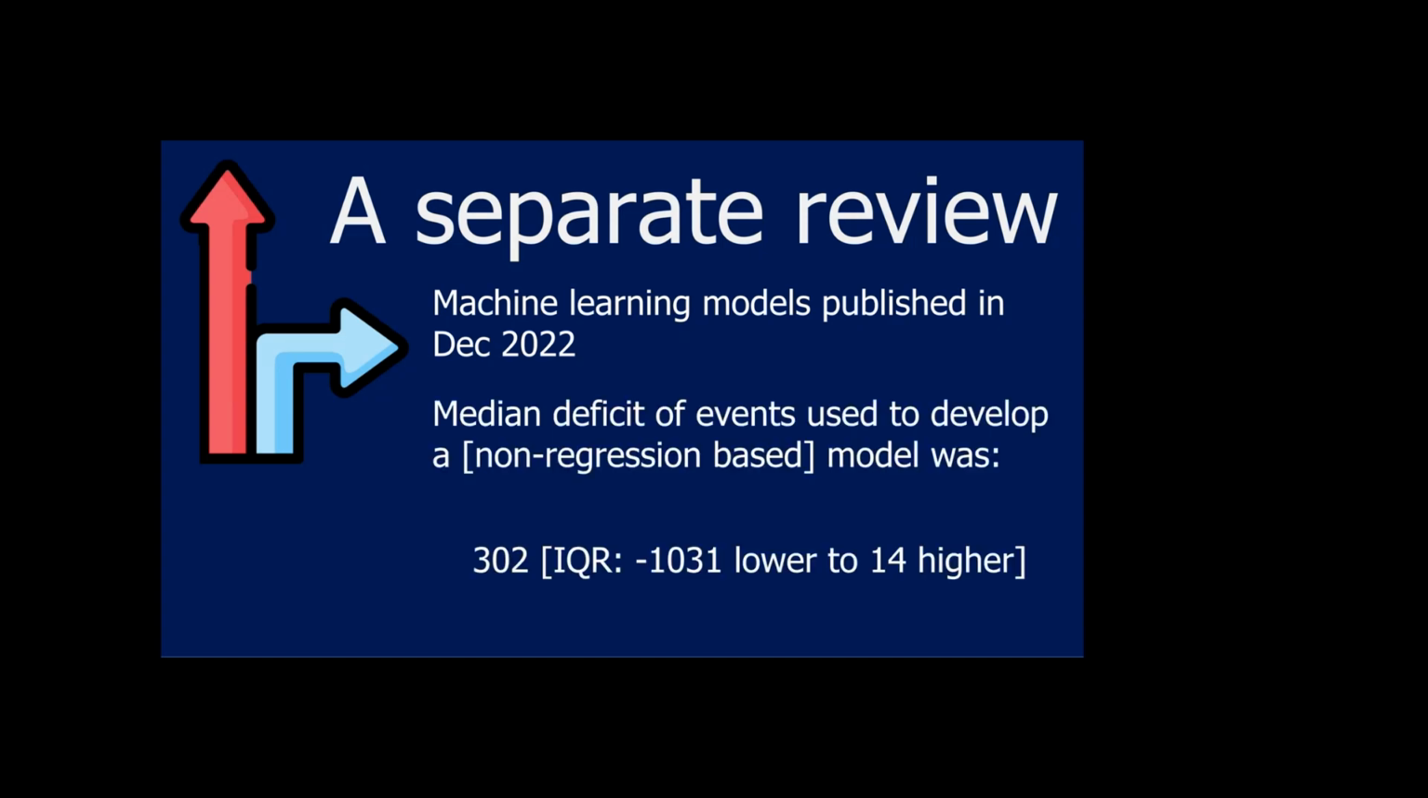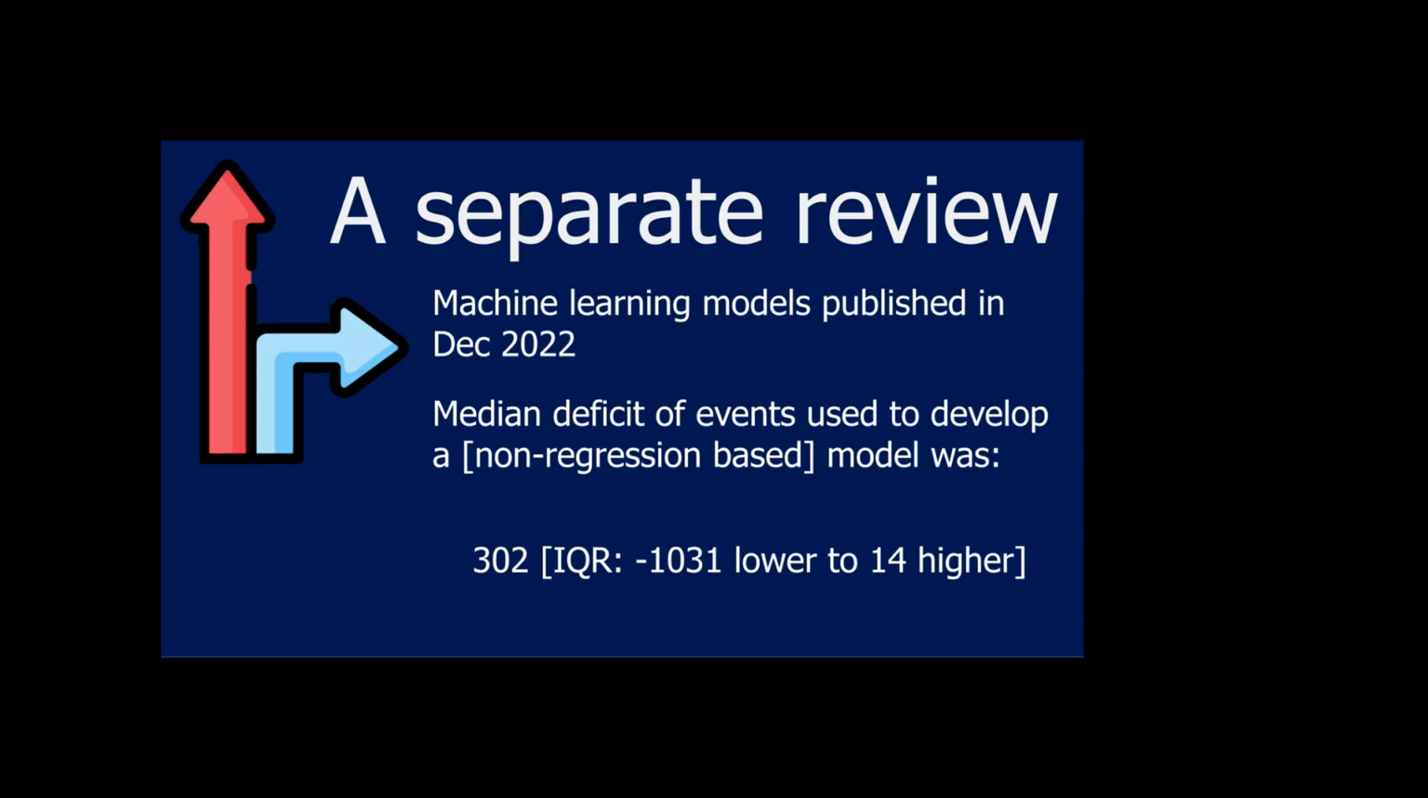And what we found here was there was a median deficit of 302 events. So there were around 302 events generally too far off the minimum required sample size. So the sample size was too low in these studies. And probably more than anything, it was looking at the interquartile range of this: anywhere from up to 1,000 events too short to being 14 events too high in terms of the numbers being used to develop these models.